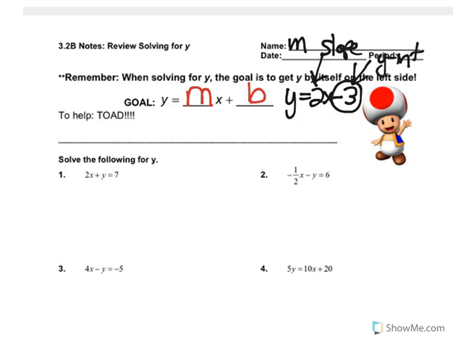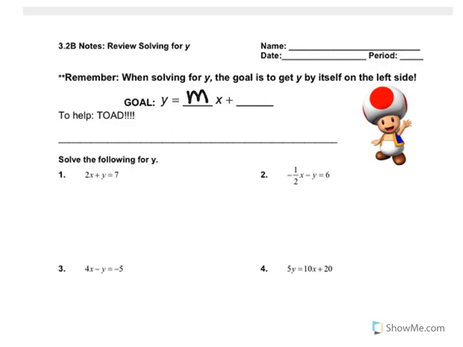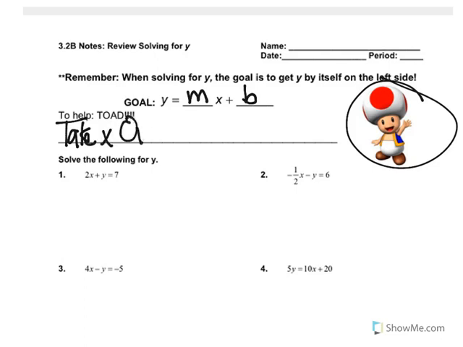Okay, so to help you in solving equations for y equals mx plus b, we're going to use TOAD. Here he is. It's to help you remember. This is how we do it. We take the x over and, oops, I want to make that a capital, and divide. Take the x over and divide. T-O-A-D.